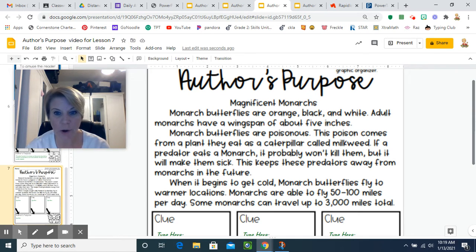When it begins to get cold, monarch butterflies fly to warmer locations. Monarchs are able to fly 50 to 100 miles per day. Some monarchs can travel up to 3,000 miles total.